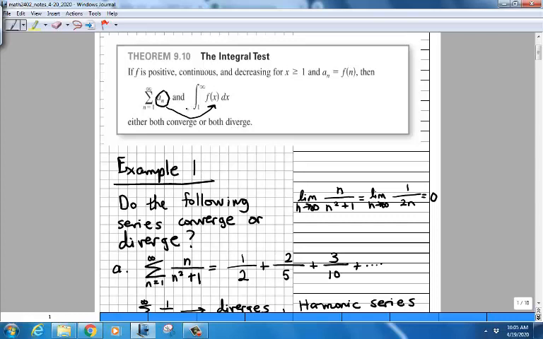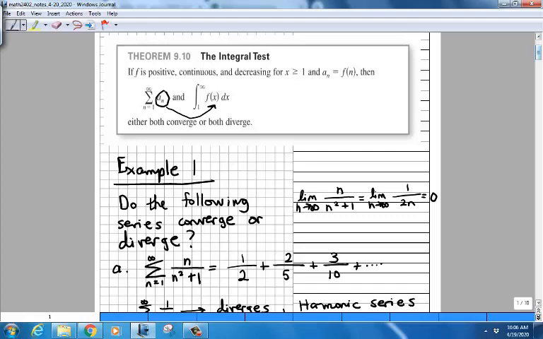Now, there is one other special condition, though. Before you can apply this test, when you convert the terms to a function, you have to make sure that the function is decreasing. So it cannot have any hills or valleys in it. The function has to be always decreasing, always going down, for x bigger than or equal to 1. That is one little caveat, one little warning about when you can use this integral test. It doesn't necessarily always apply.